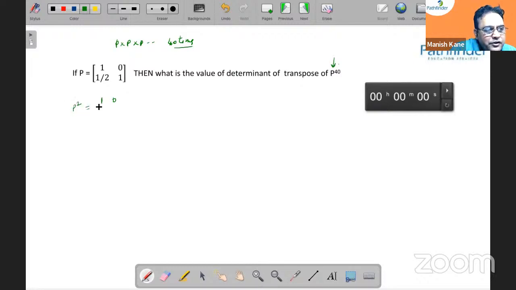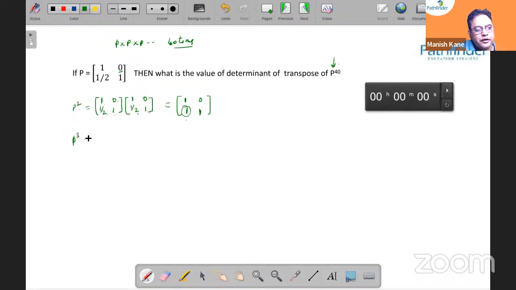Let's try to calculate p square first. 1 0, 1 by 2 and 1. If you multiply, what do you get? 1 ones are 1, so this element is 1. Then 1 zeros are 0, 0 into 1 is 0. This element remains the same. Then half into 1 gives you half, and 1 into half gives you another half. So this gives you 1. Half into 0 is 0, and 1 into 1 is 1. So you can see that the only element that changes is this one. So p square, this element is 1.